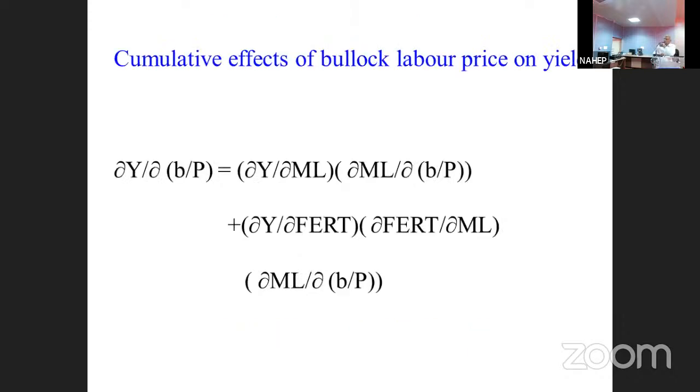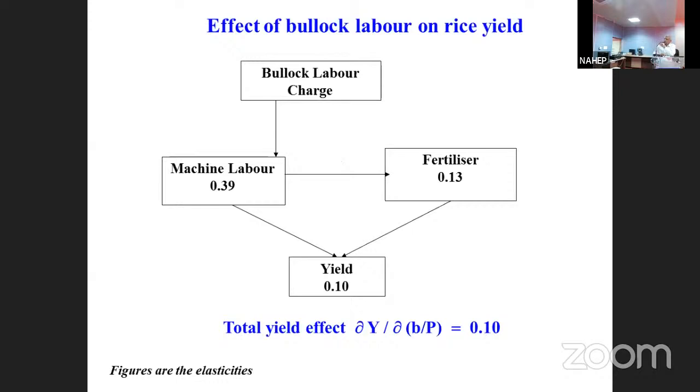This bullock, same way, bullock labor affects the machine labor, and machine labor will affect the yield. Second process, machine labor will affect the fertilizer, which will affect the yield. Then we get the bullock labor affecting the machine labor. So they are, bullock labor affects machine labor. This way, they are making the graphic presentation of their process.